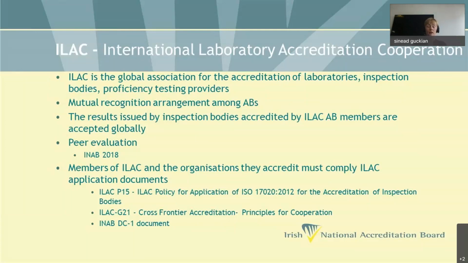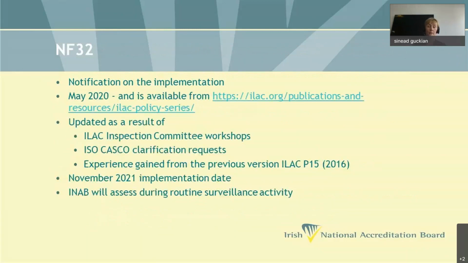Members of ILAC and the organisations they accredit must comply with ILAC application documents, and ILAC P15 is one of them. We also have ILAC G21, which is the cross-frontier accreditation, and the INAB list of mandatory documents, DC1, which is on the INAB website, lists all of the requirements that must be complied with. INAB issued a notification, notification 32, which is on the INAB website, on how ILAC P15 would be implemented. The document was published in May 2020 and is available from the ILAC website.